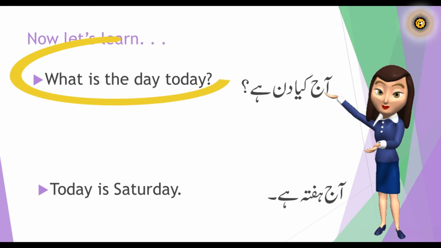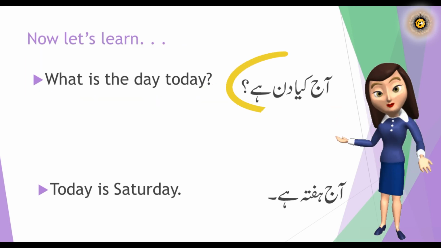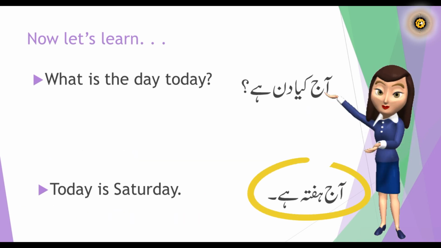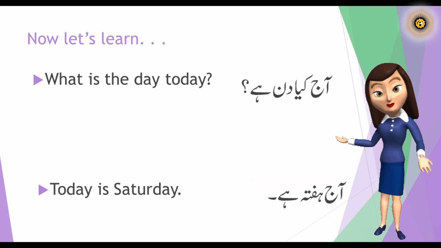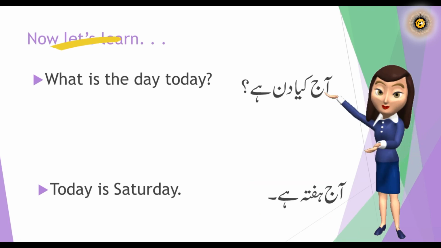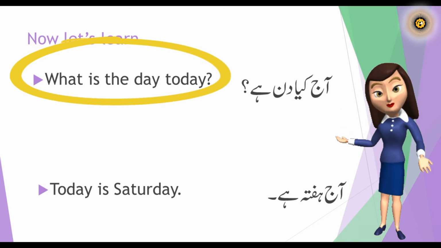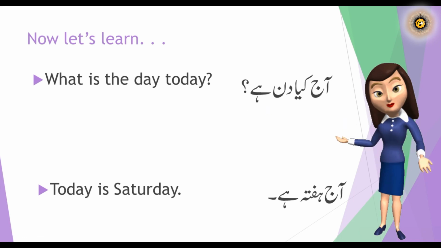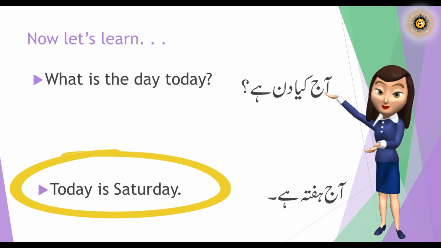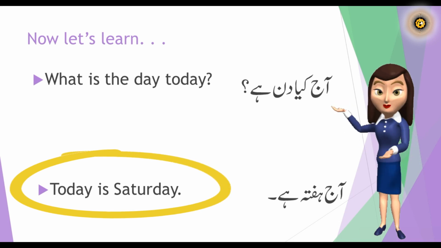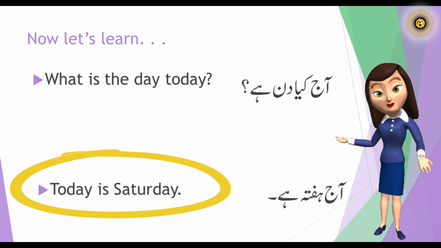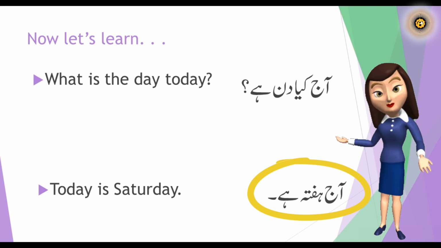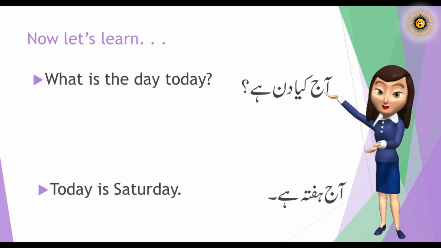What is the day today? Aaj kya din hai? Today is Saturday. Aaj hafta hai. So, in English we say, what is the day today? In Urdu it is, aaj kya din hai? We reply and say in English, today is Saturday. And in Urdu we say, aaj hafta hai. Repeat many times for practice, okay?